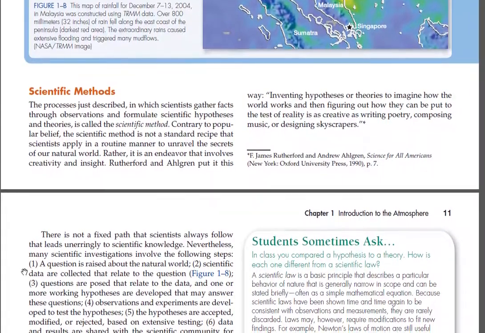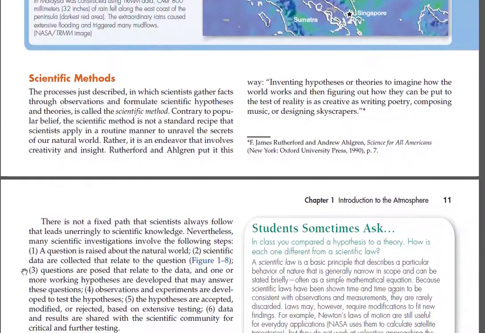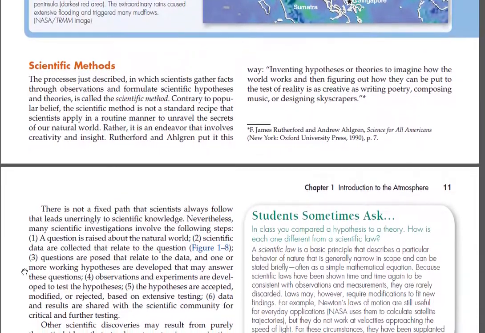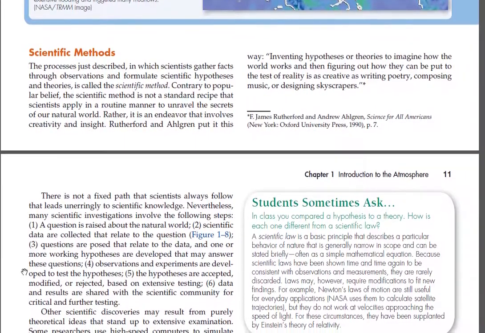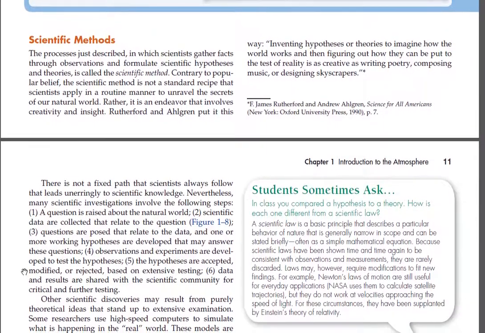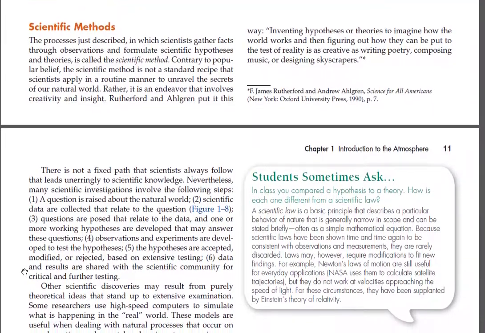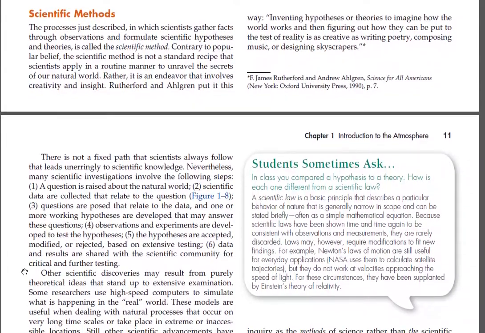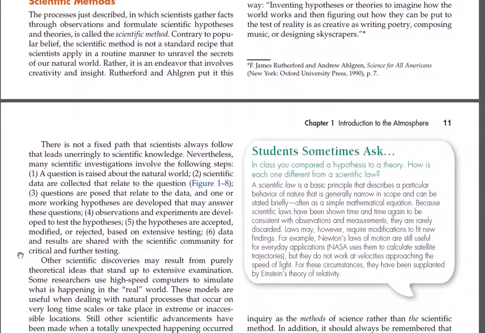1. A question is raised about the natural world. 2. Scientific data are collected that relate to the question, Figure 1.8. 3. Questions are posed that relate to the data, and one or more working hypotheses are developed that may answer these questions. 4. Observations and experiments are developed to test the hypotheses. 5. The hypotheses are accepted, modified, or rejected, based on extensive testing. 6. Data and results are shared with the scientific community for critical and further testing.